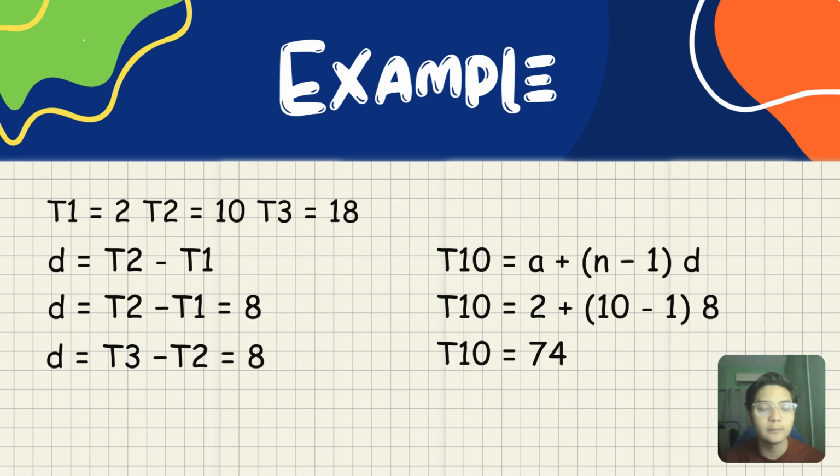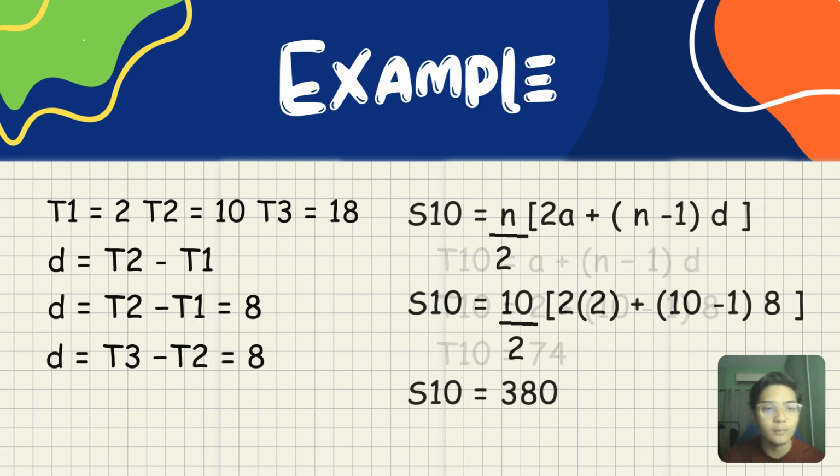Using Tn equals a plus, in brackets, n minus 1, times d, we find the 10th term. We know a is the first term, d is the common difference, and n is the term number. By using this sequence, we calculate the 10th term and get 74.